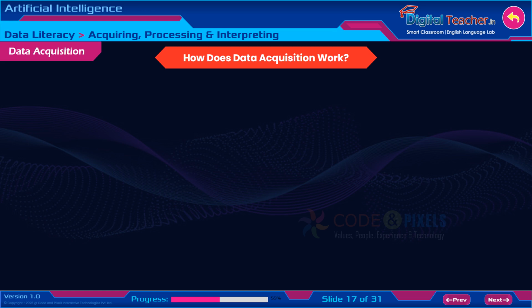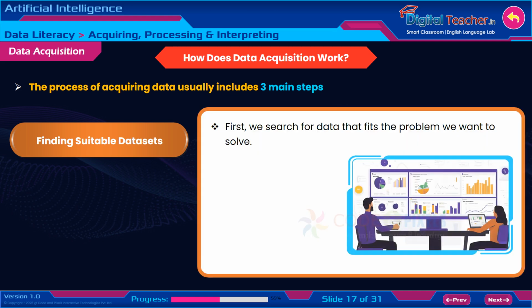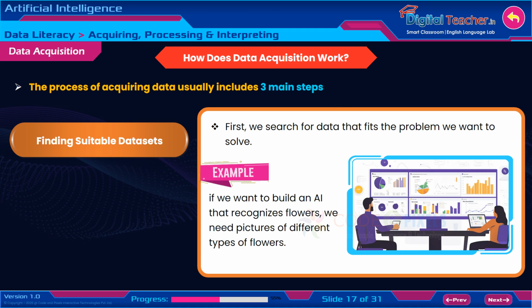How does data acquisition work? The process of acquiring data usually includes three main steps. Finding suitable data sets. First, we search for data that fits the problem we want to solve. For example, if we want to build an AI that recognizes flowers, we need pictures of different types of flowers.